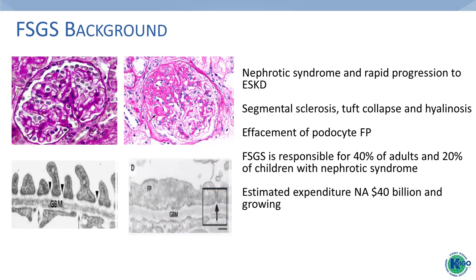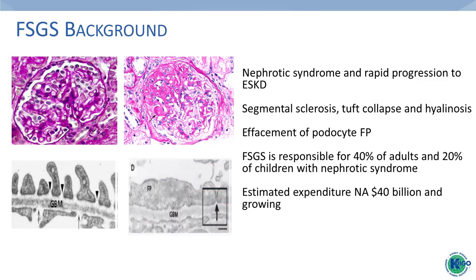If you look at the panel here on the left, you see a nice, happy, healthy glomerulus compared to the one on the right with the characteristic segmental sclerosis, tuft collapse, and hyalinosis. In this bottom pictogram on the left, you'll see happy, healthy podocyte foot processes that are attached to the glomerular basement membrane compared to the electron micrograph on the right with effacement of the podocyte foot process.